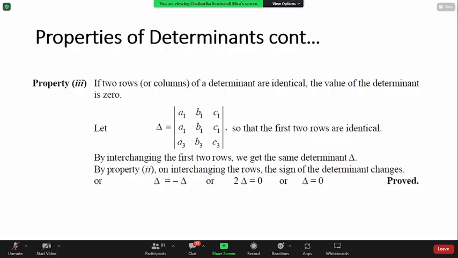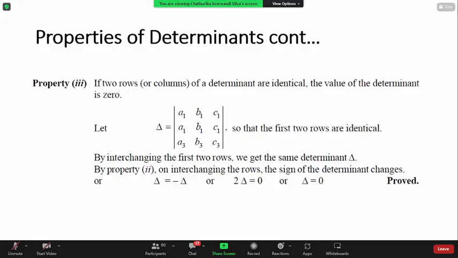Right, property number 3. If two rows or columns of the determinant are identical, the value of the determinant is 0. Make a point for MCQs, right?